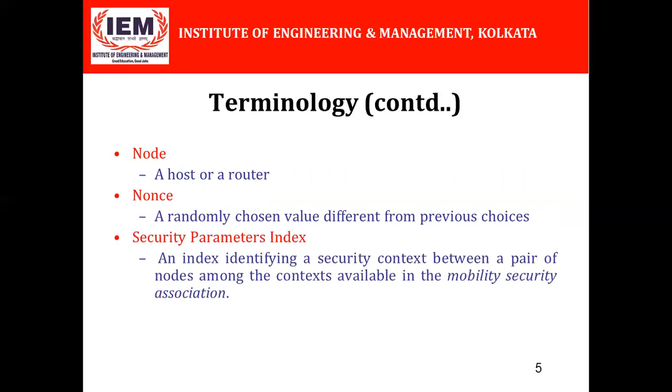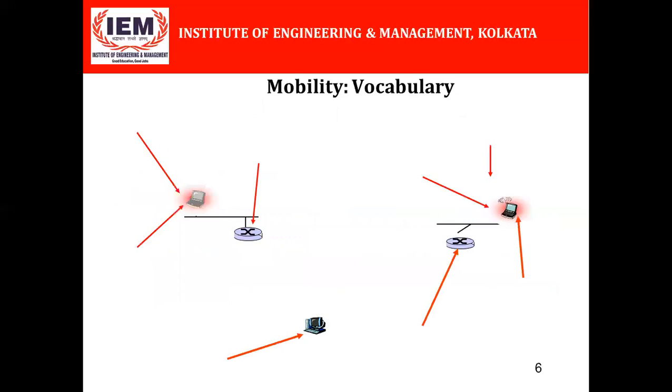Okay. Security parameter index, an index identifying a security context between a pair of nodes among the contexts available in the Mobility Security Association, which is also known as MSA. Okay. Now, I want to show you a few most important issues related to mobility.